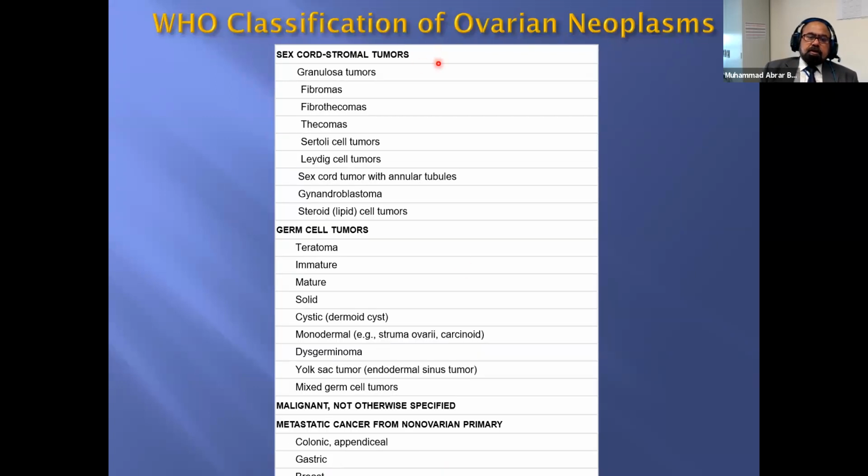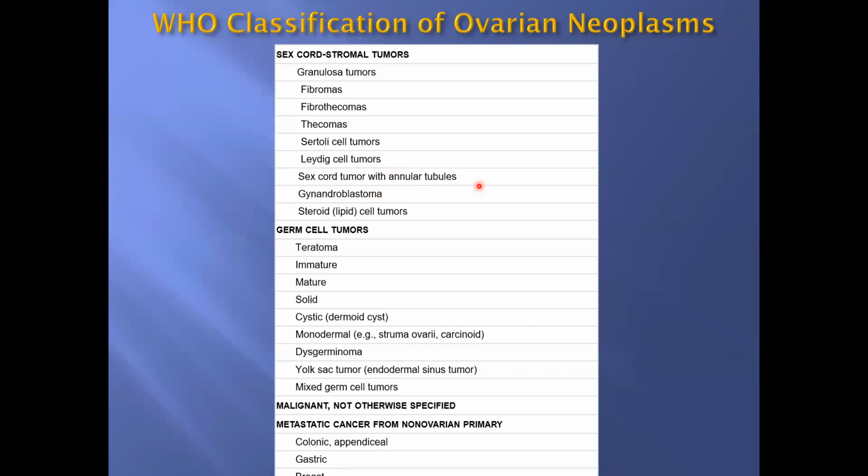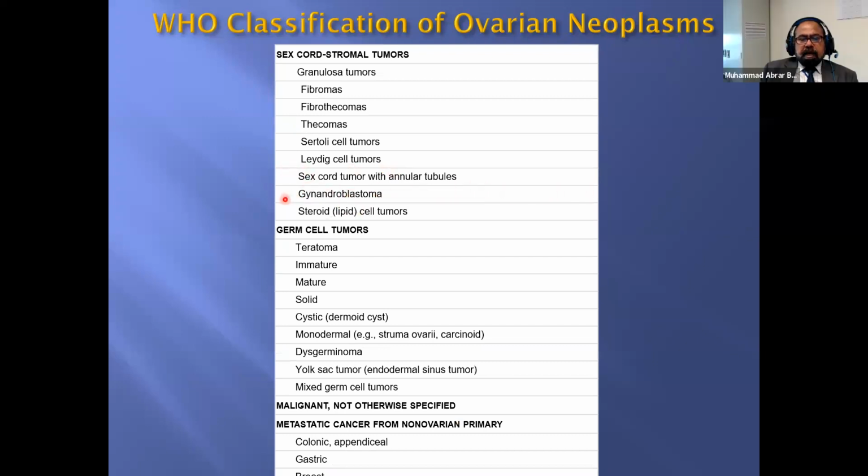Then we have sex cord tumors, which are granulosa cell tumor, fibroma, fibrothecoma, thecoma, Sertoli cell tumor, Leydig cell tumor, sex cord tumor with annular tubules, gynandroblastoma, or steroid lipid cell tumor. Then we have germ cell tumors. So these tumors are arising from the sex cord.